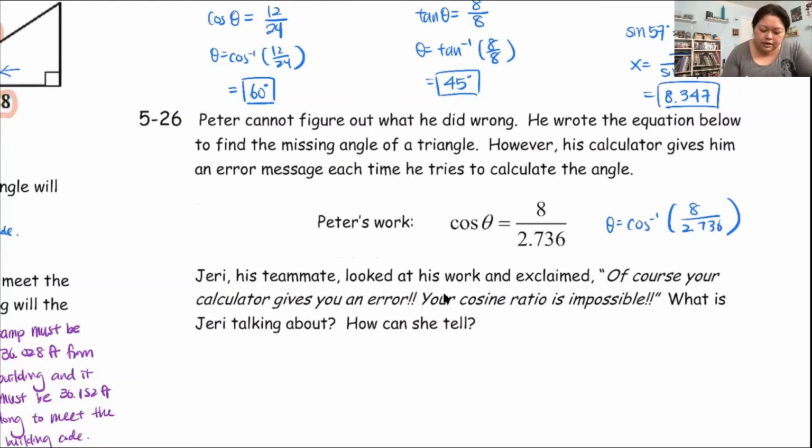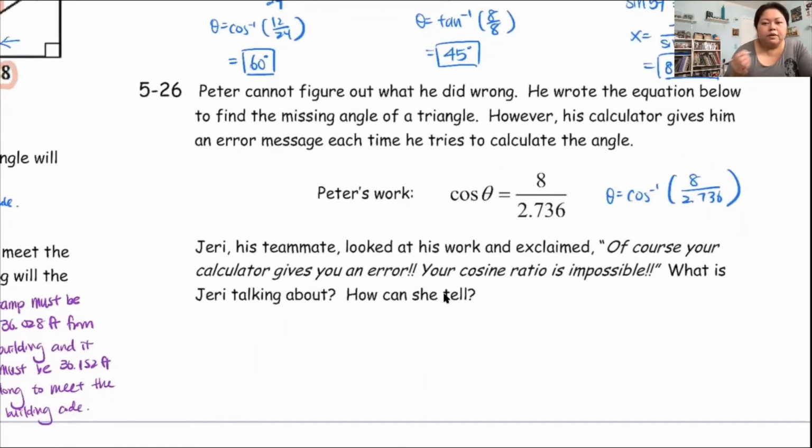Jerry, his teammate, looked at his work and exclaimed, of course your calculator gives you an error. Your cosine ratio is impossible. What is Jerry talking about, and how can she tell? Well, what is a cosine ratio? Cosine is adjacent over hypotenuse. In Peter's case, he says this is adjacent and this is hypotenuse. Something's wrong with the picture. Didn't we say hypotenuse must be the longest side of the triangle? So how can the adjacent be longer than the hypotenuse? That's what Jerry's talking about. He probably flipped the ratio around. He probably put hypotenuse over adjacent. That's why it's giving you an error message.